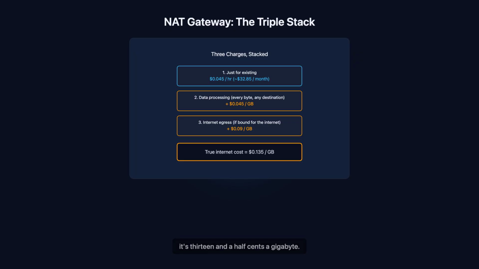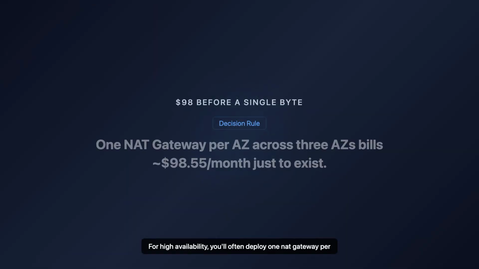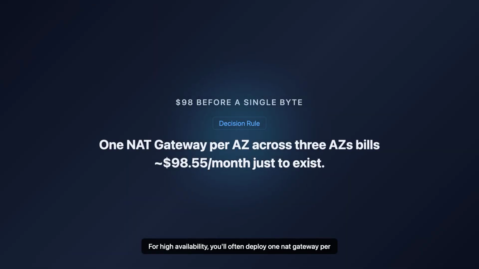13.5 cents a gigabyte. For high availability, you'll often deploy one NAT gateway per AZ, and that's the right call for resilience. But remember, each one bills independently. 3 zones, 3 gateways, at 4.5 cents an hour, comes to approximately $98 to $99 a month before a single byte of data has moved. Over a year, that's more than $1,100 just for the gateways to be there.